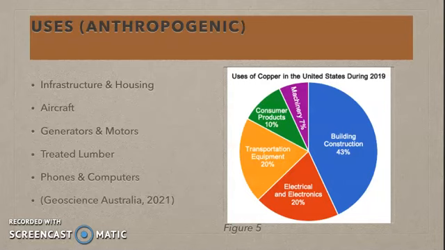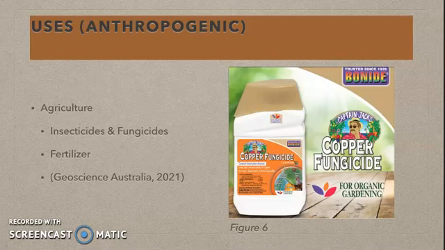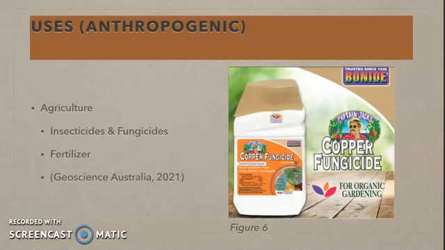Copper is rarely found in large quantities and is usually extracted from sulfide deposits rather than mines specifically built for the purpose of extracting copper. Common anthropogenic uses of copper include uses in infrastructure and housing, aircraft, generators and motors, treated lumbers, phones, and computers. Copper is also heavily used in the agriculture industry and is found in products such as insecticides, fungicides, and fertilizers.